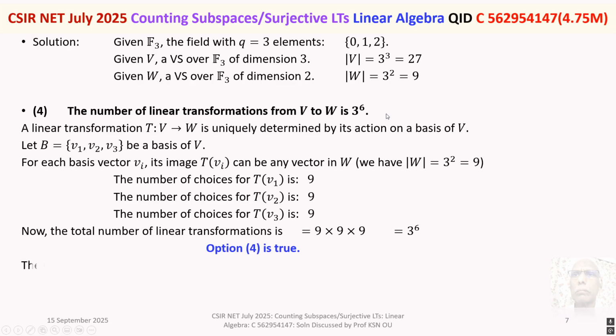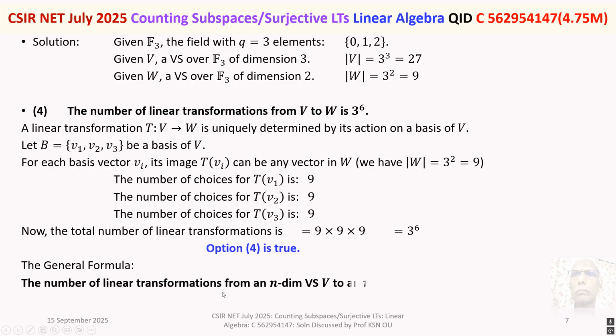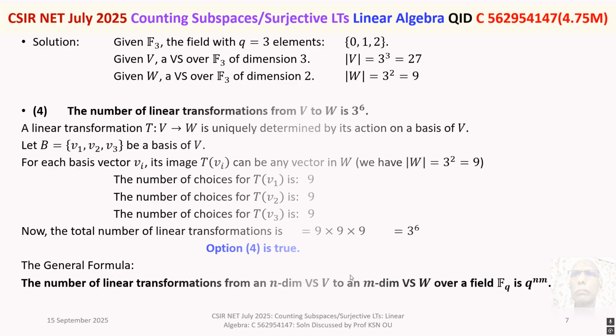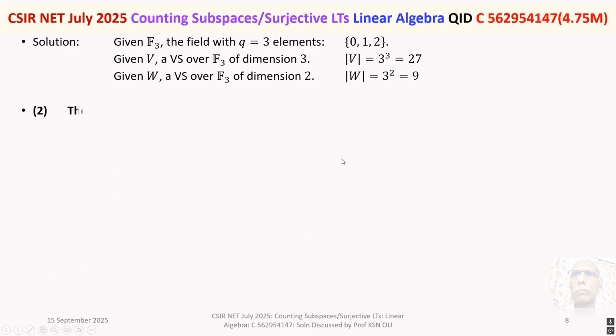Next option. Here we have the general formula for this. The number of linear transformations from an n-dimensional vector space V to an m-dimensional vector space W over a field Fq is given by q to the power of n into m. Remember this formula? Note it down. Right. We move to the next slide. That is option 2.